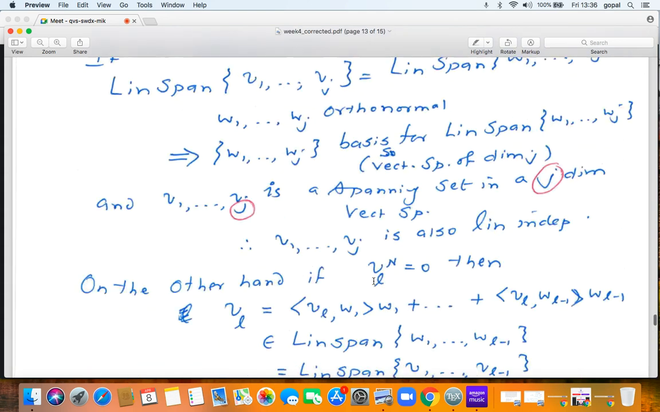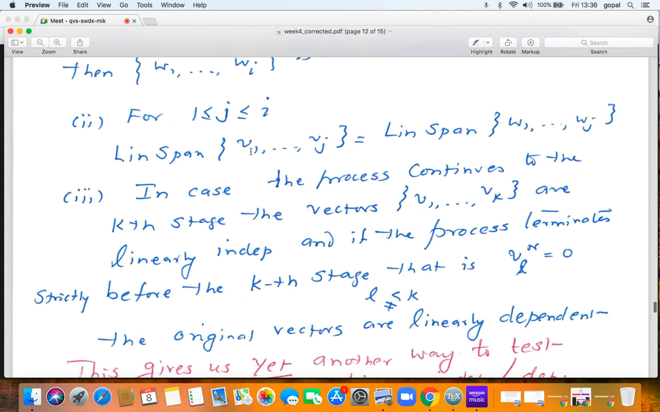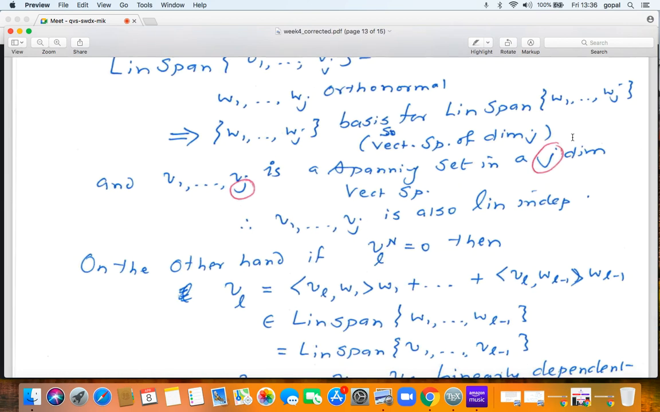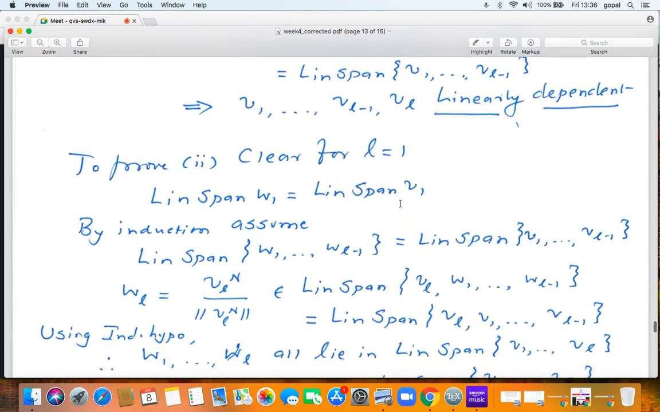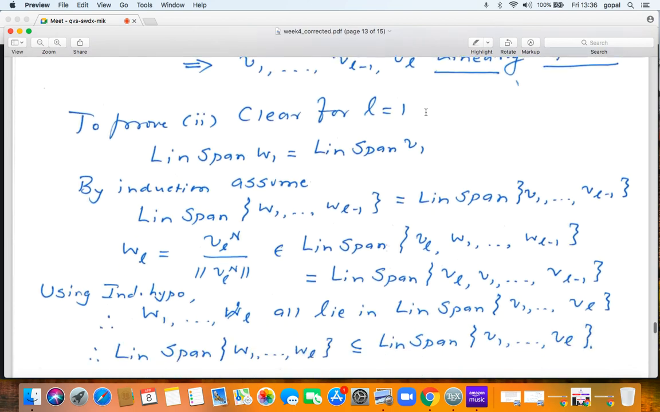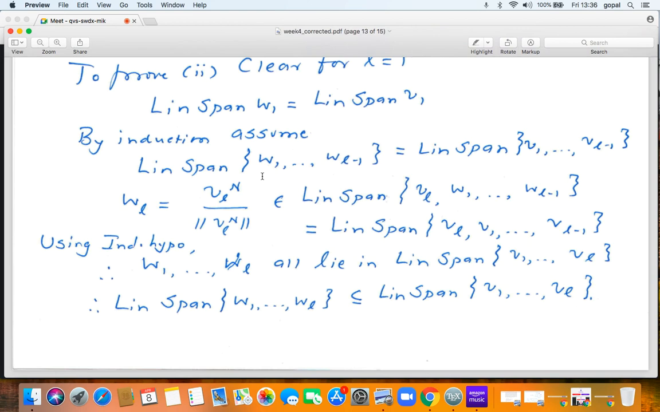So now we have to prove 2. What is 2? 2 is this fact that the linear span of V_1 is the same as the linear span of W_1, the linear span of V_1, V_2 is the same as the linear span of W_1, W_2, etc. So let us prove this by induction. The linear span of W_1 equals the linear span of V_1. That is absolutely clear because W_1 is simply obtained from V_1 by dividing by the length of V_1. So you can obtain W_1 from V_1 and you can obtain V_1 from W_1. No issues about that. Assume inductively that the linear span of W_1, W_2, ..., W_{L-1} is the same as the linear span of V_1, V_2, ..., V_{L-1}.